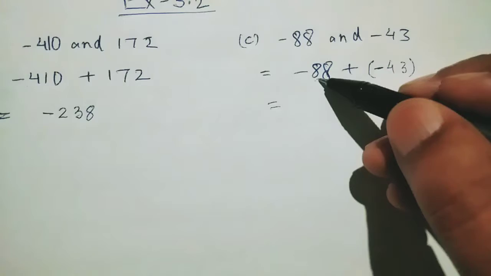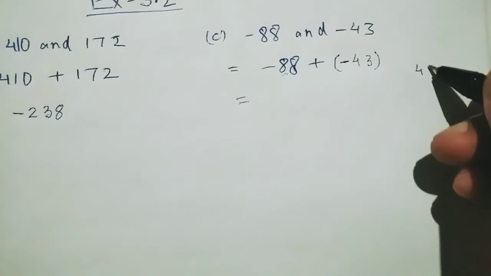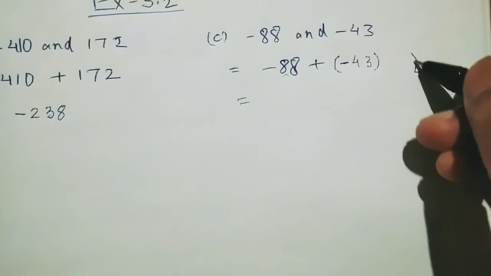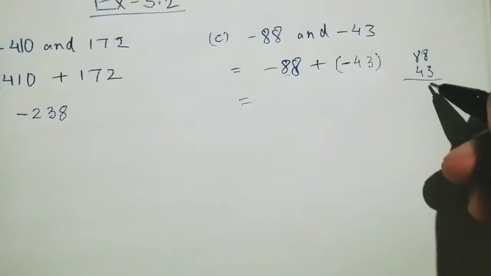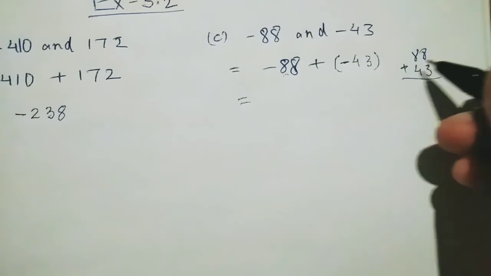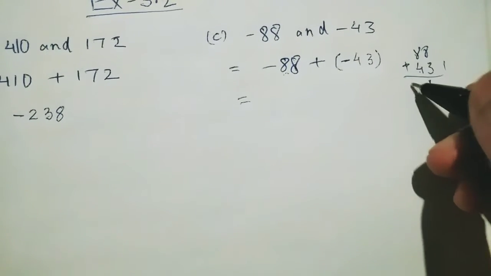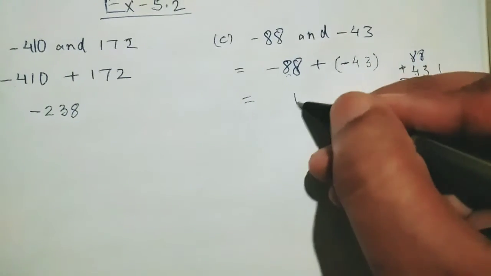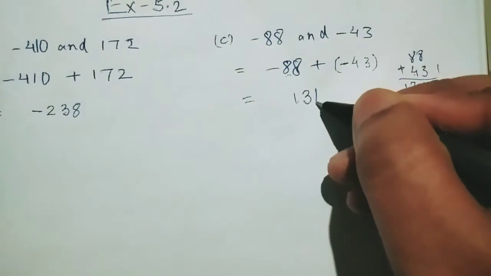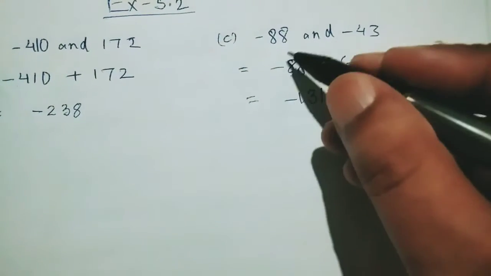So 88 and 43, you have to add these two numbers. 8 plus 3 is what? 11. Then 1. 8 plus 4 is 12 and 1 is 13. So here the answer is 131, and the sign will be what? Again minus sign, because they have the same sign.